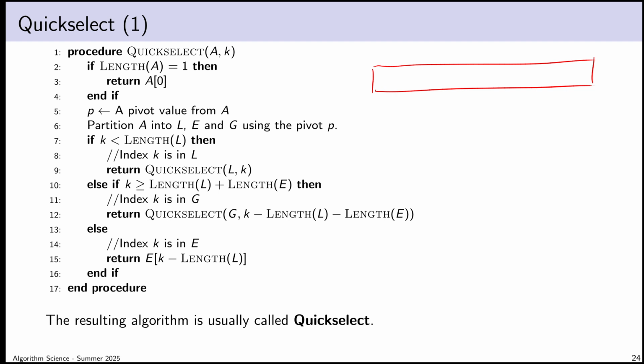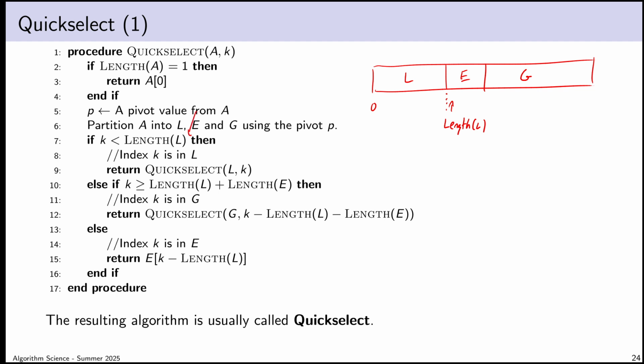I'll just warn you up front, it's going to be a terrible drawing. But here's L, here's E, and here's G. They're not internally sorted, but we know that in the sorted representation, everything in L will come first, then everything in E, and then everything in G. So I observe the first index of L is 0, and the first index of E, the index 1 past the end of L, will be index length of L, using 0-based indices.